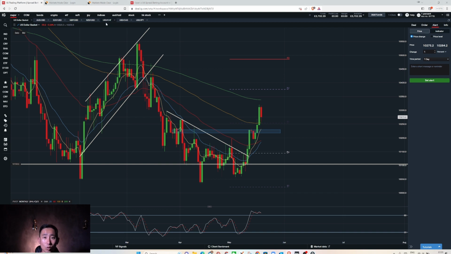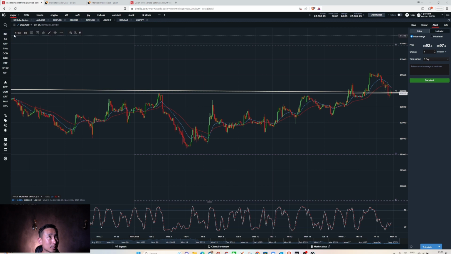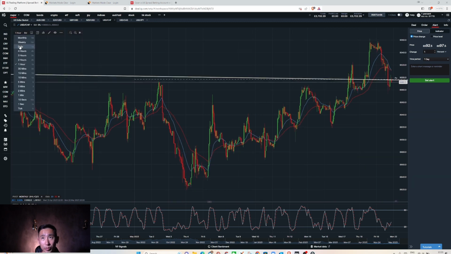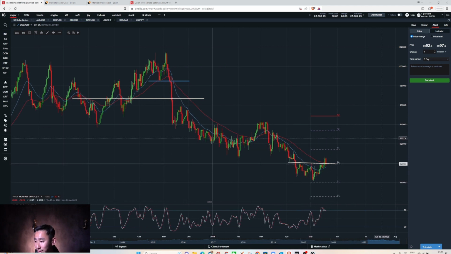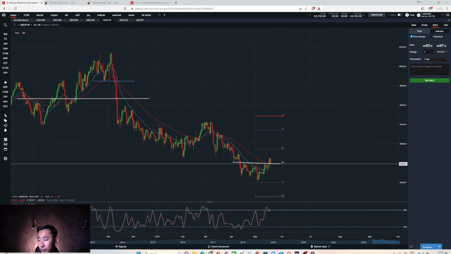One of the cleanest ones, surprise, is dollar Swiss, because Swissy has been one of the strongest currencies. So I like to buy the strongest and sell the weakest. You can see we had the potential head and shoulder pattern, tried to break the neckline. And then Friday we had a reversal bar.